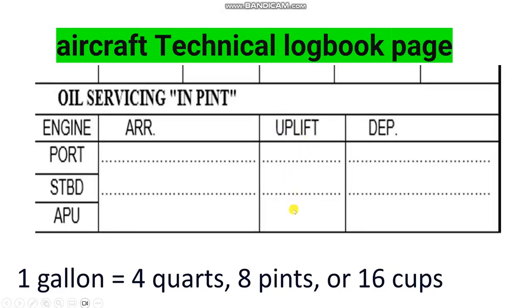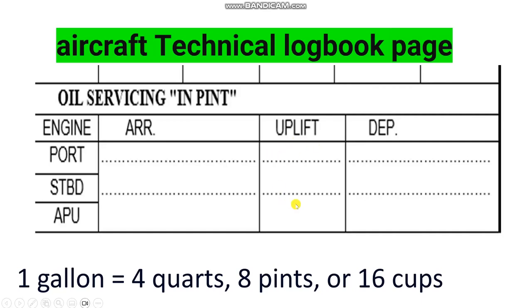This is the meaning of uplift. This gives you the oil consumption of the engine. There is a limit here. If the added quantity of oil is over the limit, you must do troubleshooting.